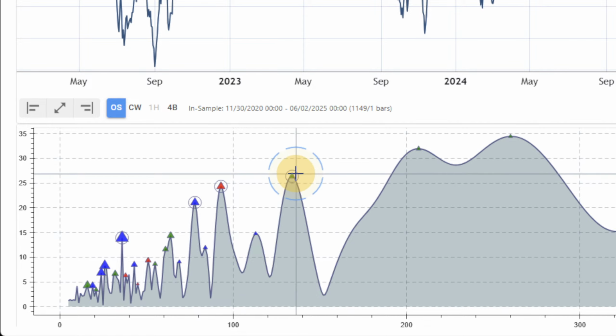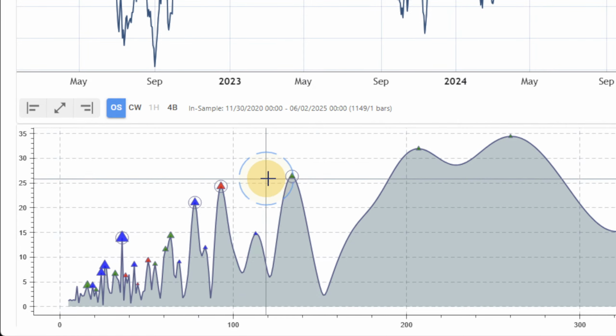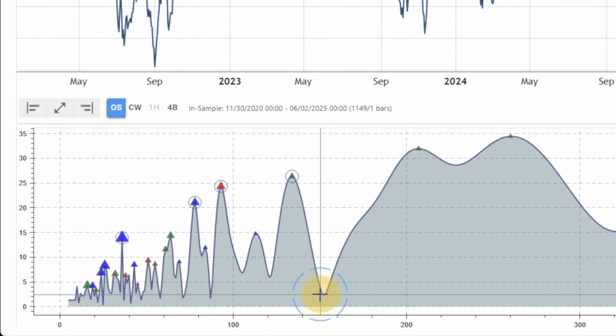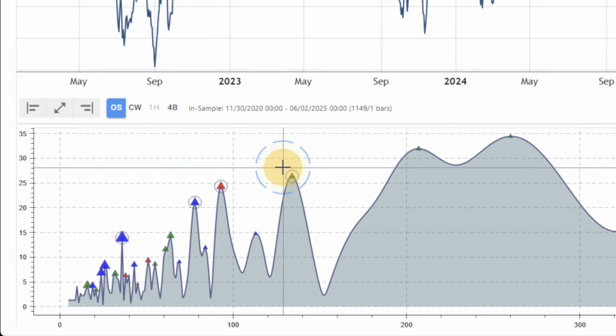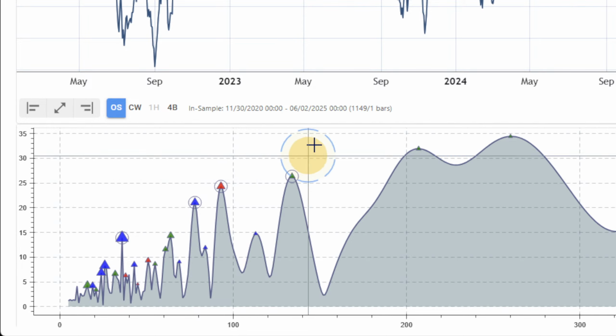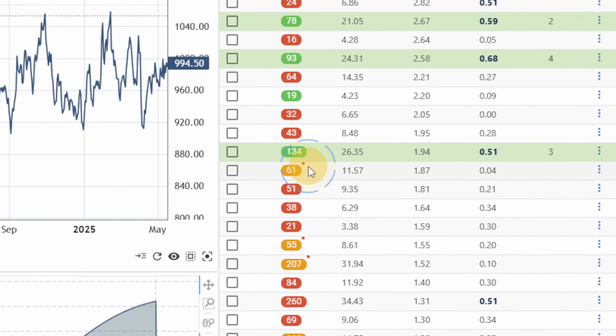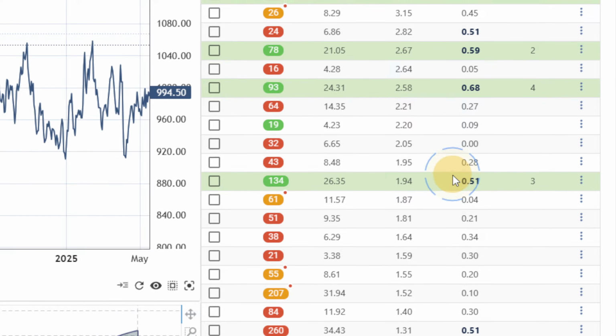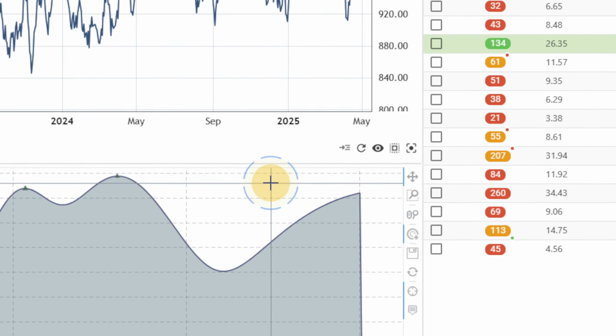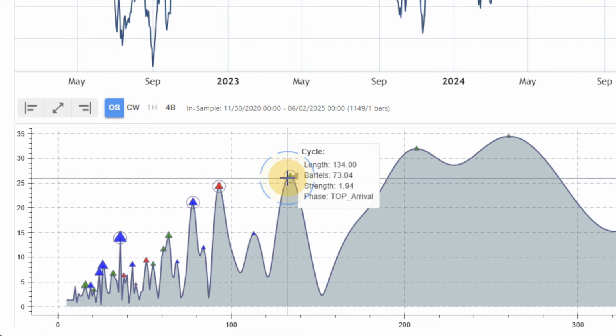So we have several reasons for picking that daily cycle. From an amplitude perspective, it's quite high, not as high as here, but we have a very nice separation to the right and to the left, which means we have a sharp separated peak in the spectrum. And if we look at the data, specifically the stability score, which is above 0.5, which is good, and from the ranking score, it's ranked as number 3. So this is the one I would spot first here.